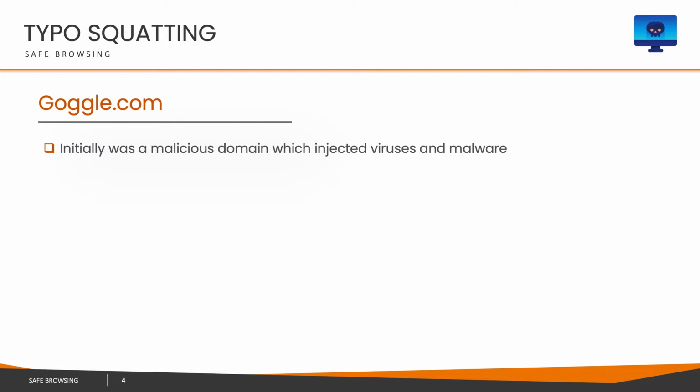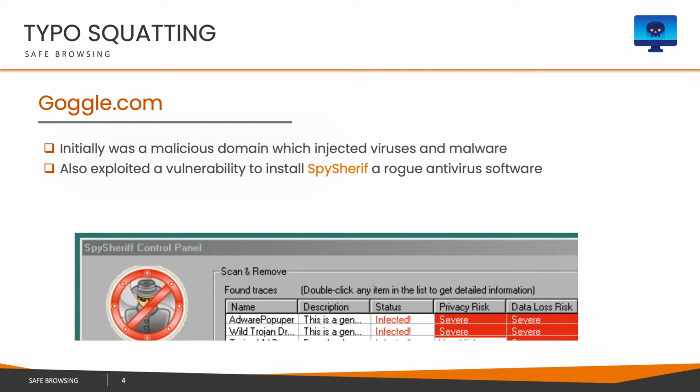Initially, this was a malicious domain which injected viruses and malware. One of their ways of attacking was pop-ups which exploited a vulnerability. It claimed that your system has viruses, and that if you install this antivirus software, Spy Sheriff, it would get rid of all of the problems.